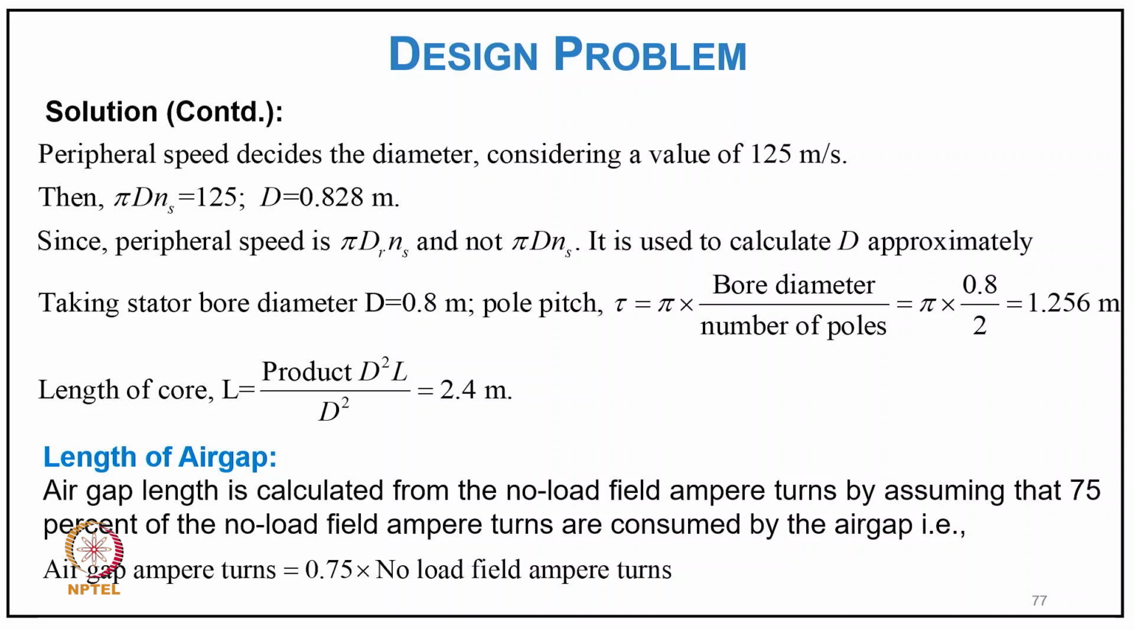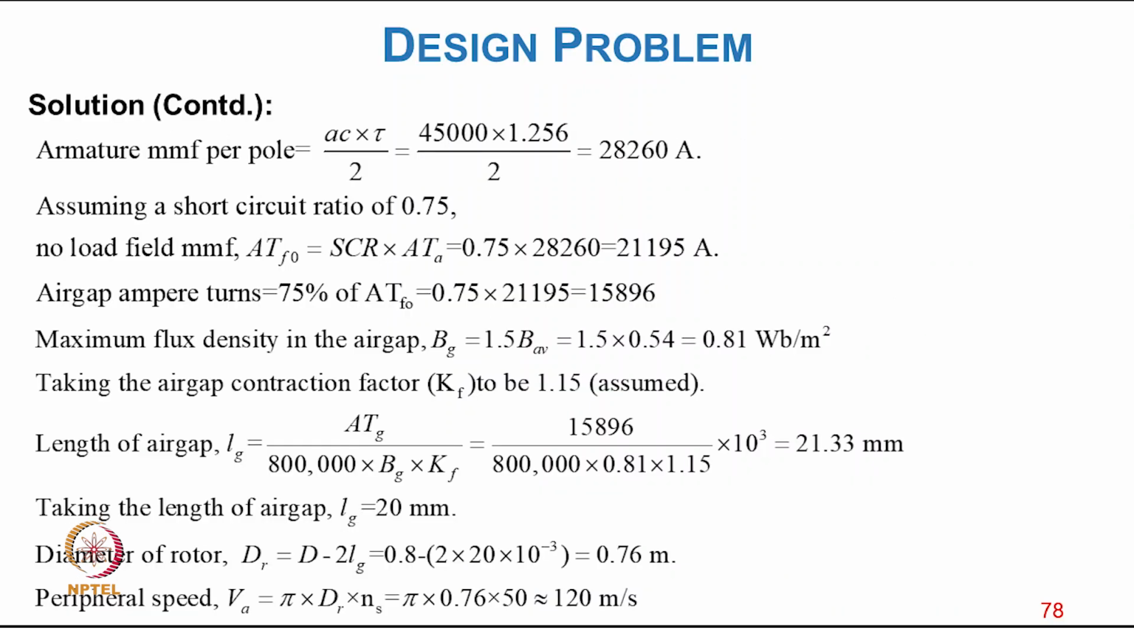The air gap length is calculated from the no load field MF turns, by assuming that 75% of the no load MF ampere turns are consumed by the air gap. The armature MF per pole is 8C upon tau by 2, so that comes to 28,260 ampere. Assuming a short circuit ratio of 0.75, the no load MF ATF0 equals SCR times ATA, which comes to 21,195 ampere. The air gap ampere turns equal 75% of ATF, so it comes to 15,896 ampere.